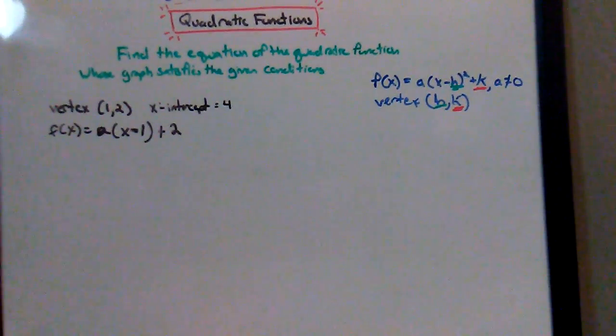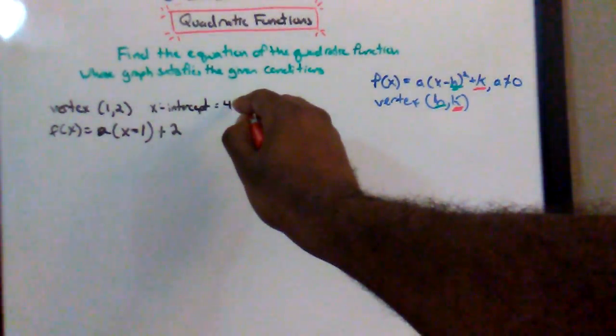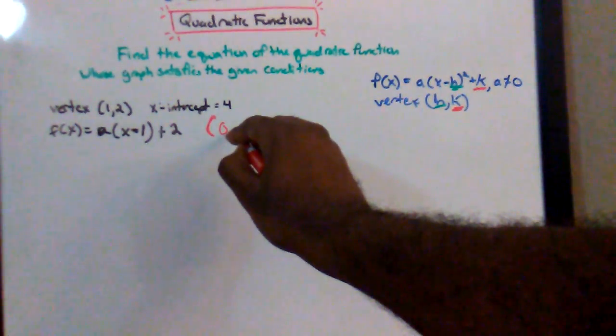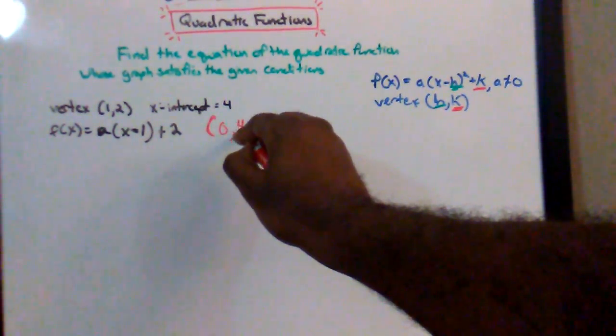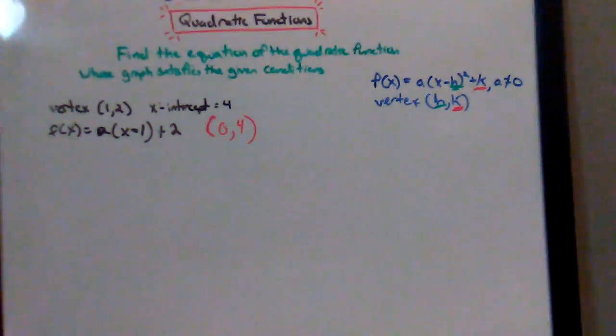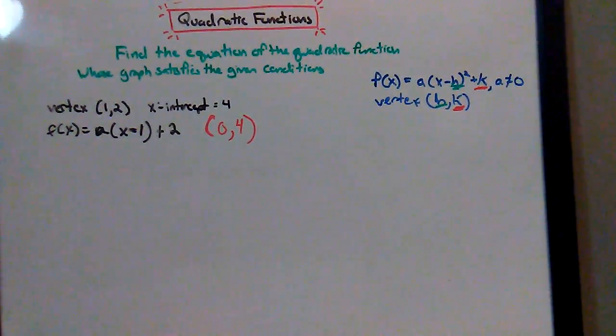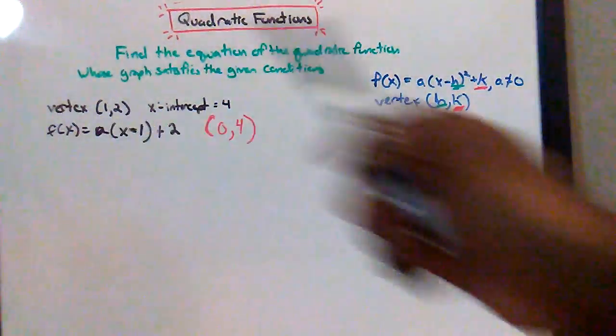Okay, now how do you figure out what the a is? Well, you take this intercept as a point, right? All intercepts can be interpreted as a point. So if the x-intercept is 4, what does that mean? That means when y is 0, x is 4. That's your x-intercept. Okay, so that's a point on the graph. So what you'll do is take that point and plug it into here, and solve for a.